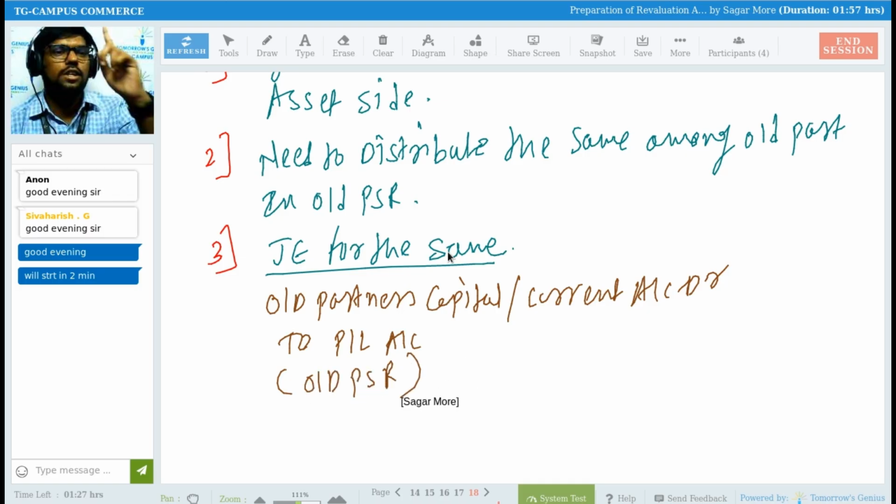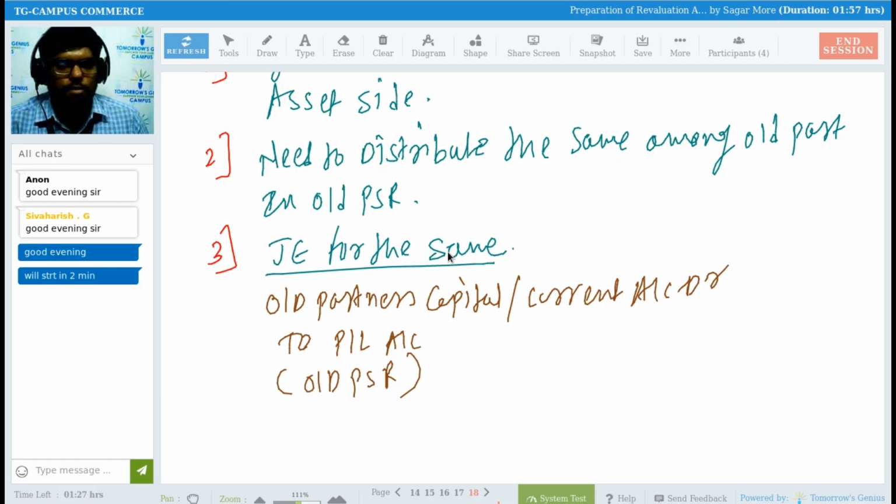Understood? So this is the first concept that we concluded, that is distribution of accumulated profit, reserves and losses, right? So which journal entry we have to pass, and we have to prepare the ledger account, that is old partners capital and current account, for doing this adjustment. Yes, Shivarish.